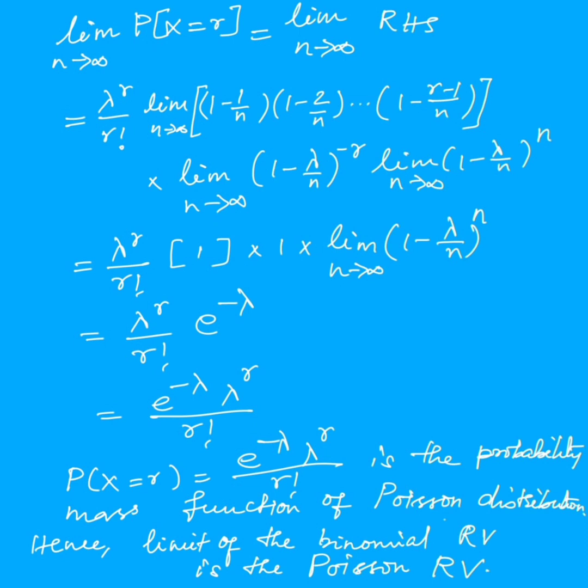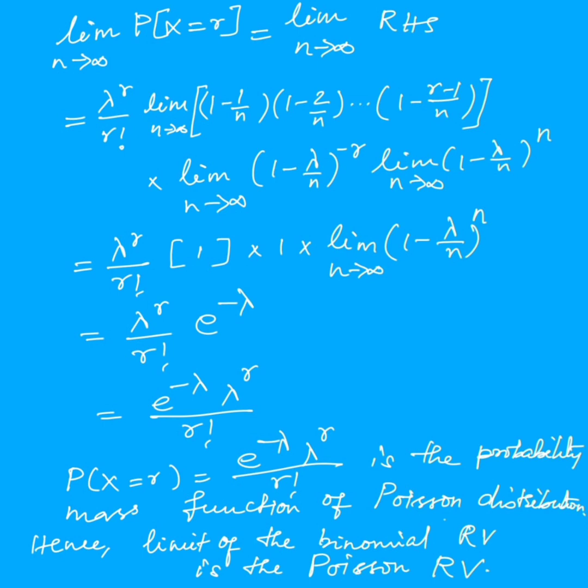The balance terms each contain n, so we apply the limits separately, and 1 minus lambda by n whole power n minus r is split as power n and power minus r. Separately applying the limits, the first square bracket terms give 1, because 1 by n when n tends to infinity becomes 0, and each factor is 1 minus 0. So finally we get 1 for that term. The limit of 1 minus lambda by n whole power minus r also, in the same sense, gives 1.